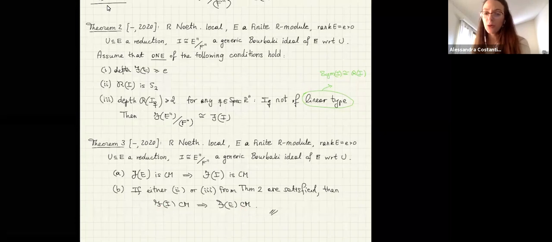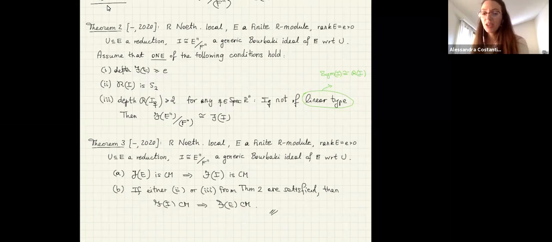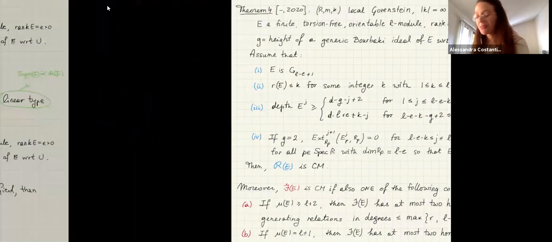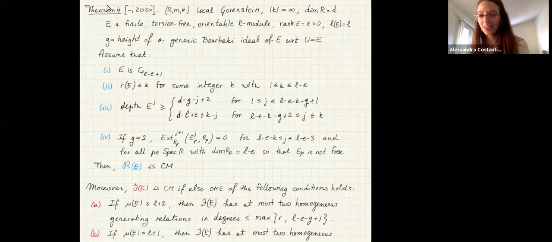Then of course you want to know, well, can you give me at least one sufficient condition for the fiber cone of a module to be Cohen-Macaulay? And now that's the scary slide of my talk. I hope it's not going to be too overwhelming, but that's how long the theorem is. I'm going to go through it quite shortly though.